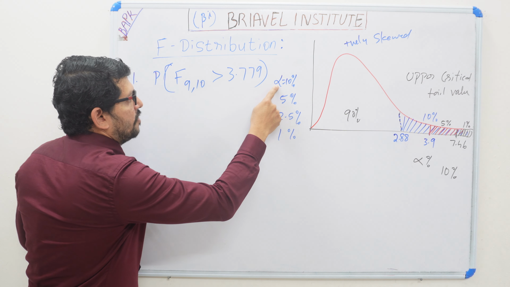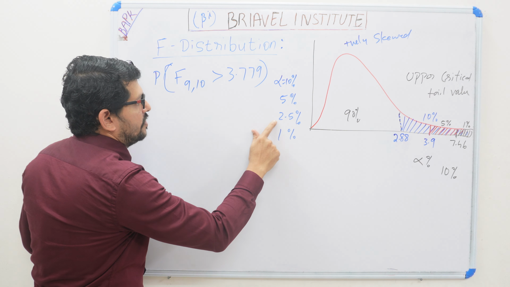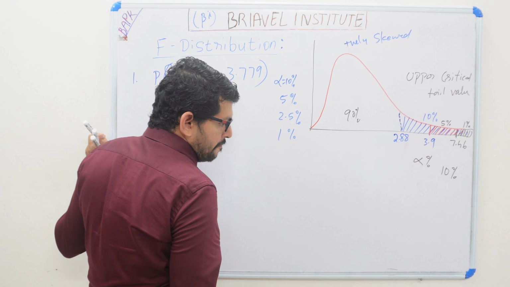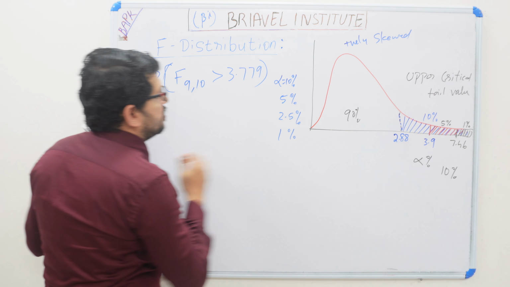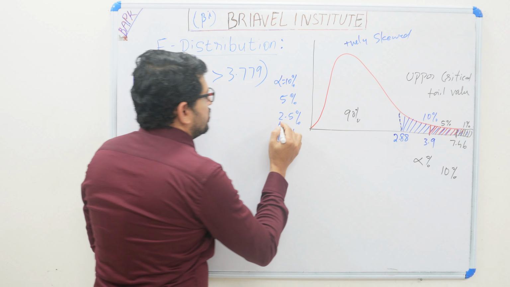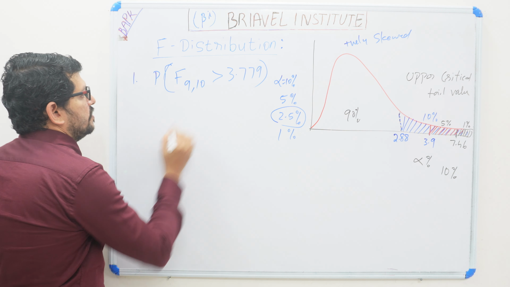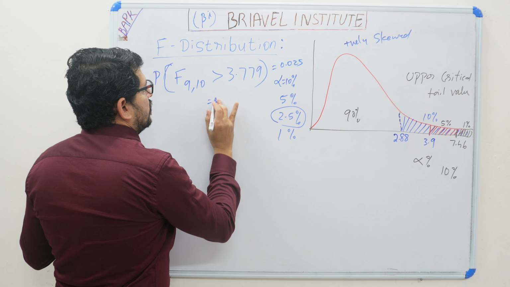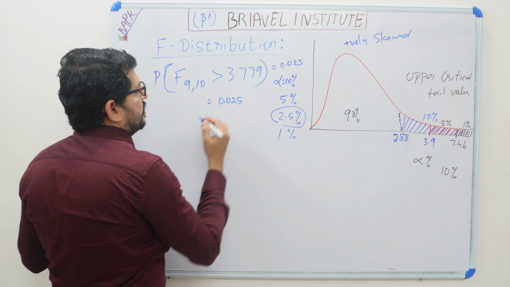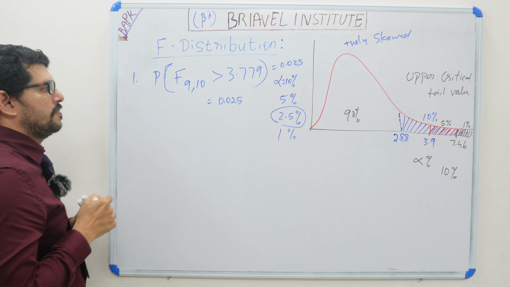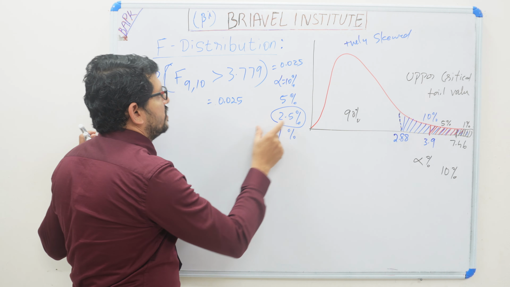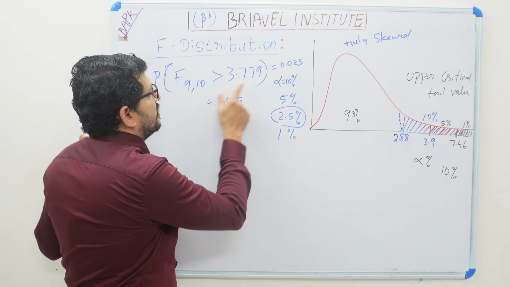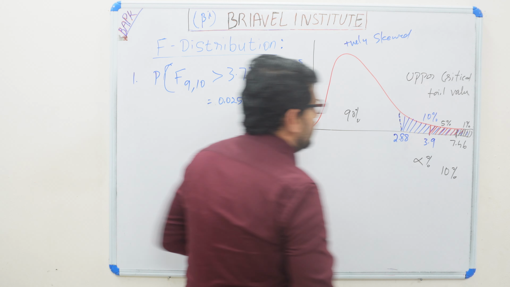So alpha is equal to 10% or 5% or 2.5%. If you check the F distribution table, it is at 2.5%. For 9 and 10, it is falling under 2.5%. You will get this equal to 0.025, which is 2.5%. In the table for the alpha value 2.5% significance level, we can get 9 and 10 equal to 3.779.